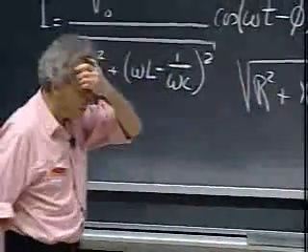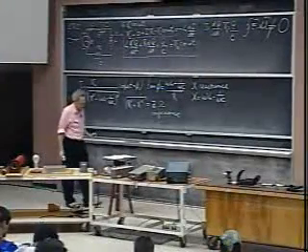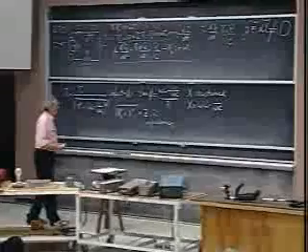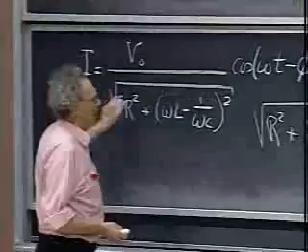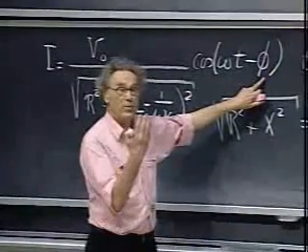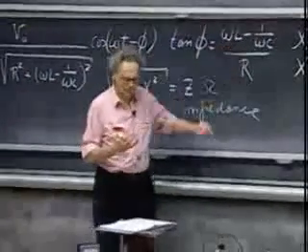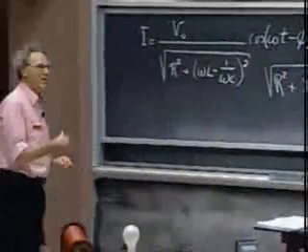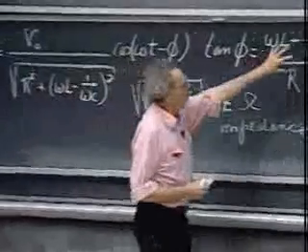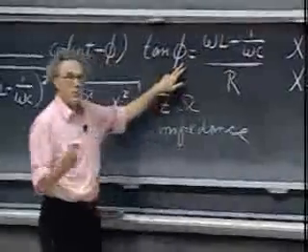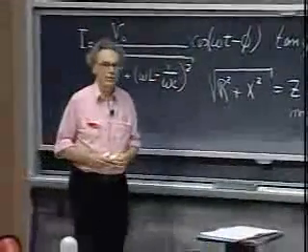Now, there are several interesting things that you can see in this solution. We have to start digesting this solution. For one thing, you can see that the current can be delayed over the driving voltage when phi is positive. Then the current comes later than the voltage. And that's the result of the inductor. We've discussed that before. But it's also possible that the current is leading the voltage, which is very hard to understand intuitively. That is the case when this term dominates over this one, then phi becomes negative, and so minus phi becomes positive. If minus phi is positive, the current is leading the voltage.